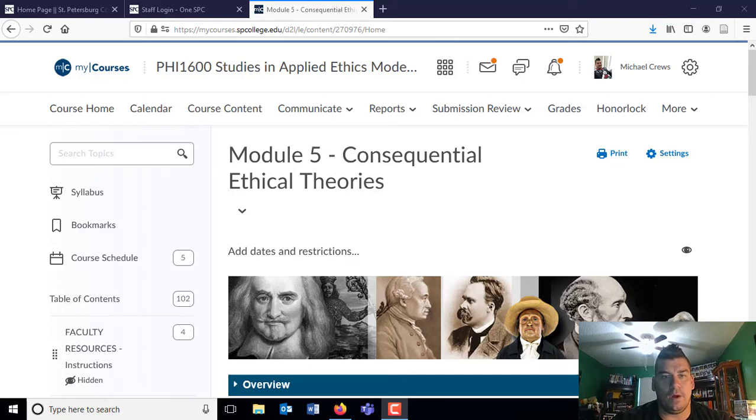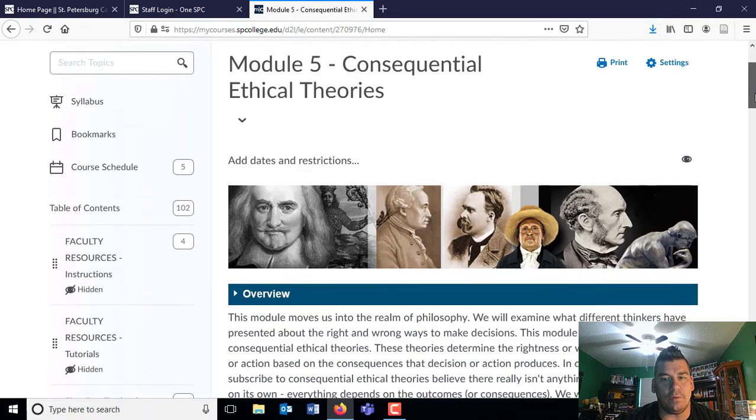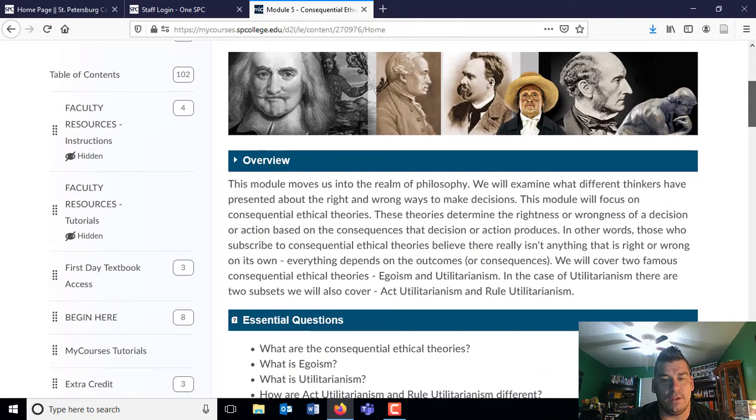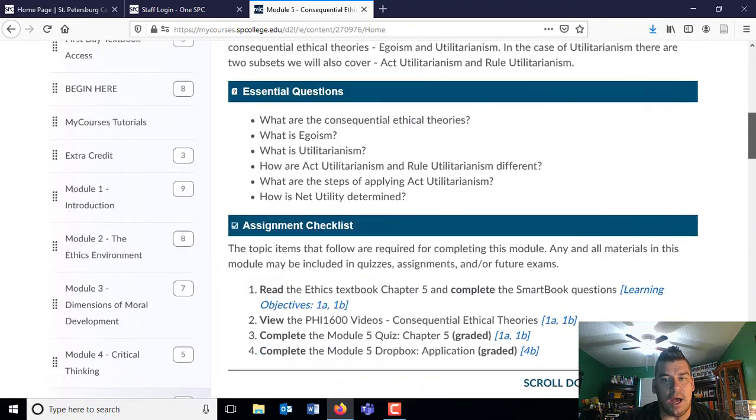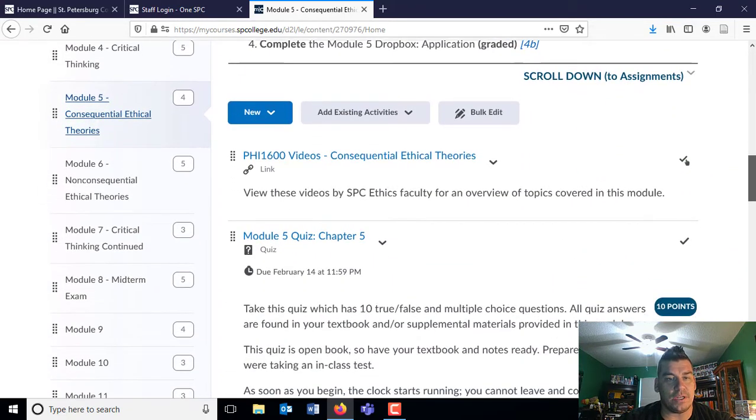Hello, and I want to welcome you all to Module 5, Consequential Ethical Theories. This week we will be continuing our critical thinking application model by applying Act Utilitarianism to the case. This will build off of the work you did last week in the identification, research, and analysis portion.